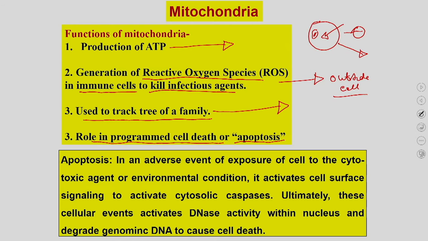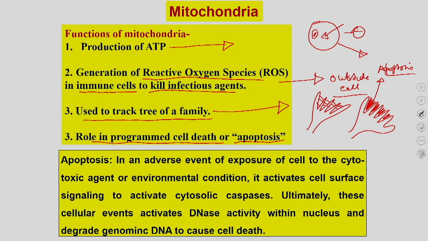You might have observed that in a frog you have a hand like this, where the fingers are connected to each other by a membrane, whereas in humans you have a typical pentadactyl hand. So the regions among these fingers are dead by a process known as apoptosis, or programmed cell death.